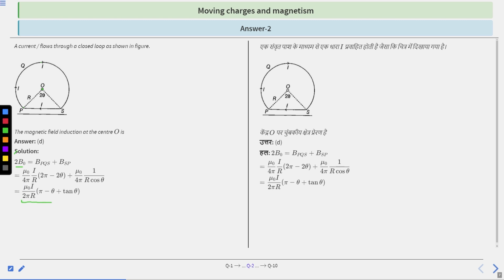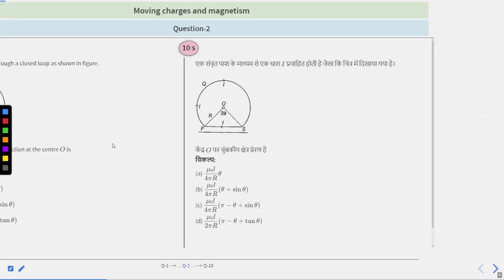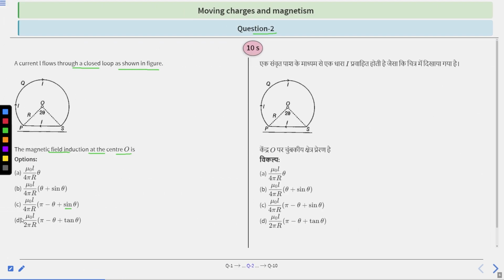So the magnetic field induction at the center O is mu naught I divided by 2 pi r, pi minus theta plus tan theta. Okay. So this is just a formula based question, where we know that due to a straight wire the magnetic field induction is 0. So the correct option is D. This one is correct. Clear? Next question.